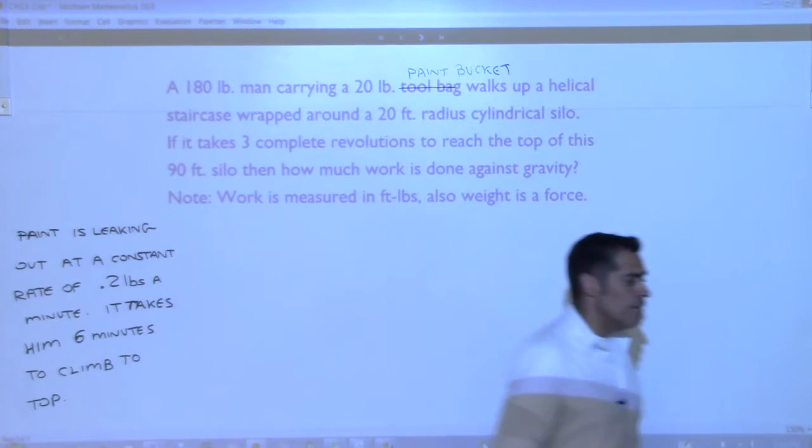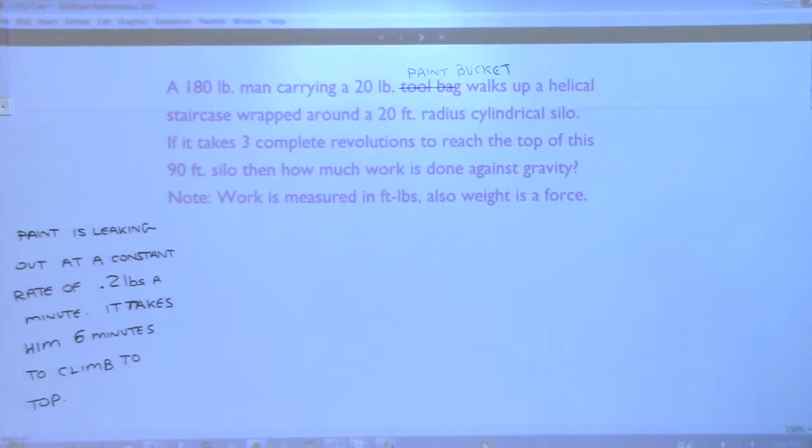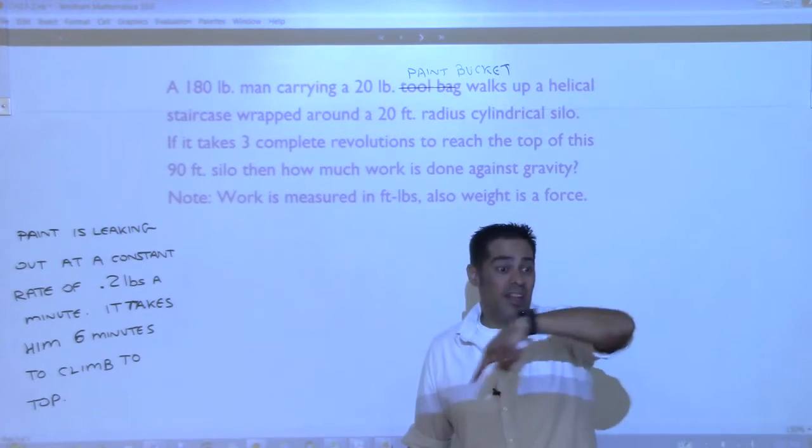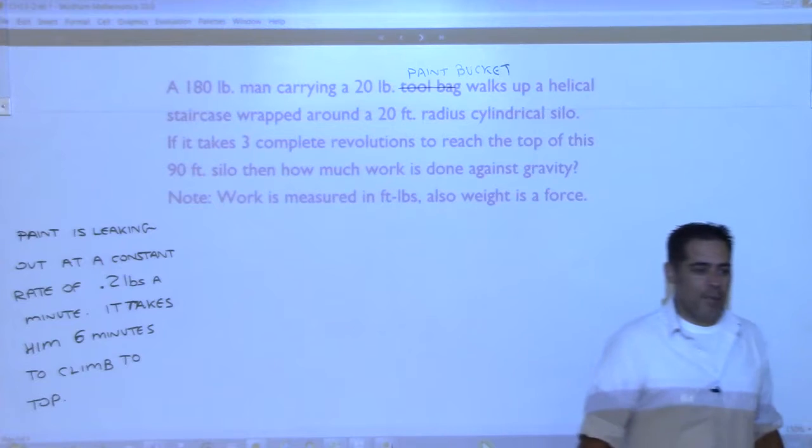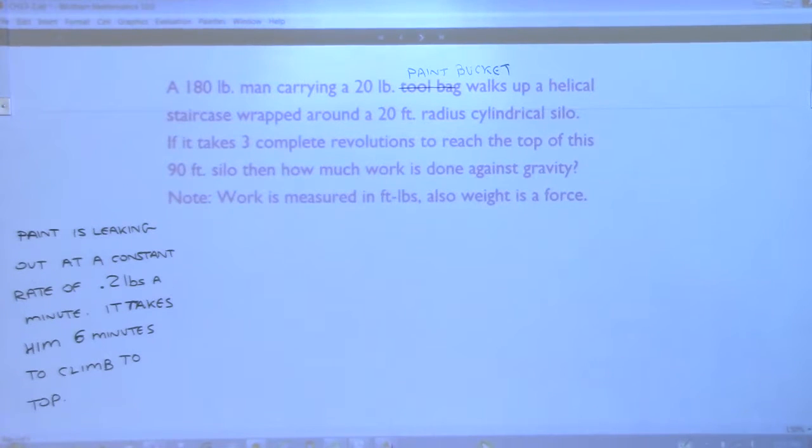So a little more information about this now. He's got this bucket of paint. He weighs 180 pounds. He's carrying a 20-pound bucket of paint. But as soon as he starts walking up this silo, which takes him 6 minutes, he doesn't notice that 0.2 pounds of paint are trickling out every minute. So the work should be different, because his weight is decreasing as he's going up now. So is his r of t any different? No and yes.